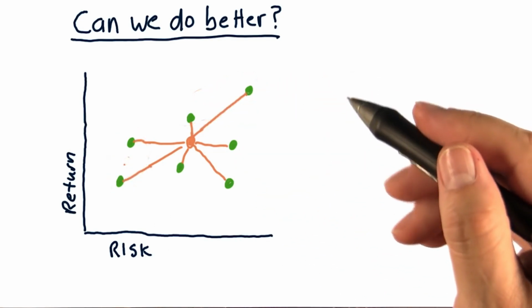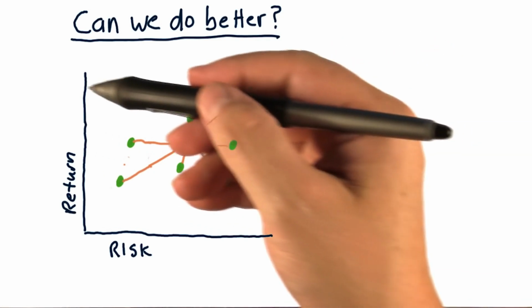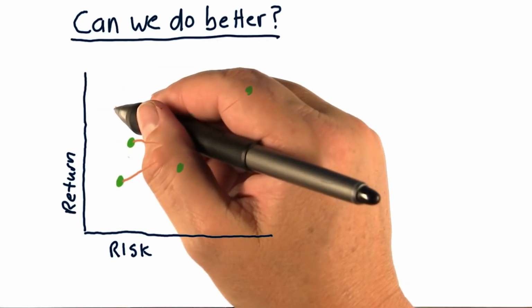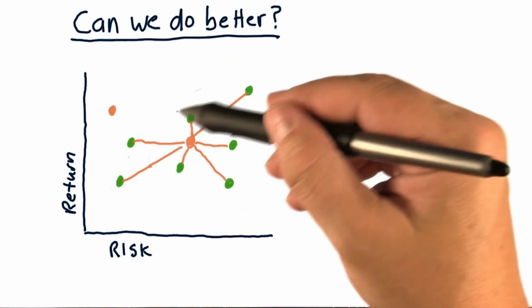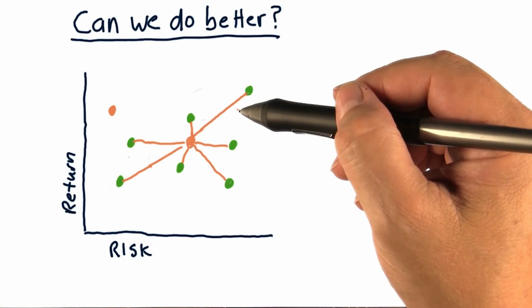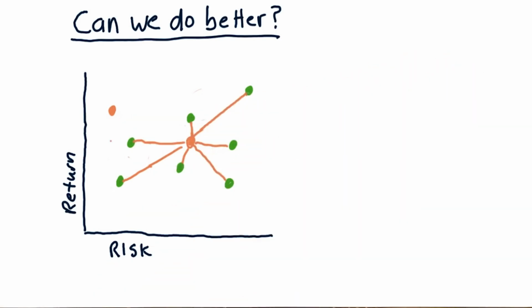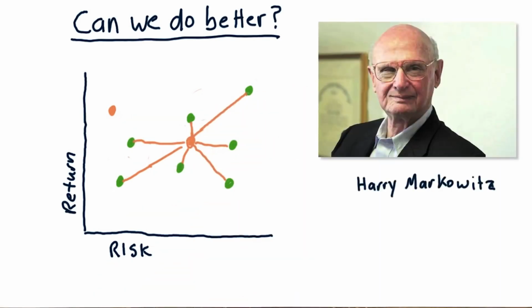Now, can we do better? In other words, is it possible to get portfolios over here? So can we have a portfolio here that has a return similar to these assets over here, but risk similar to these assets over here? Indeed we can, and it's due to a man named Harry Markowitz, who won the Nobel Prize for his insight.